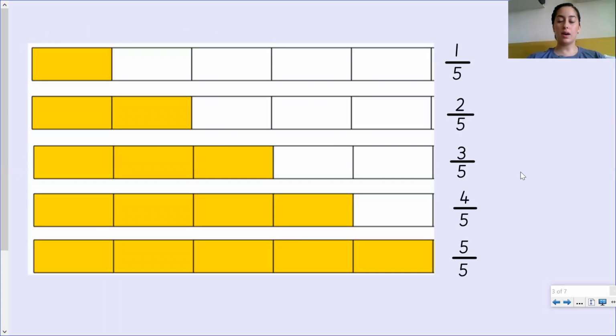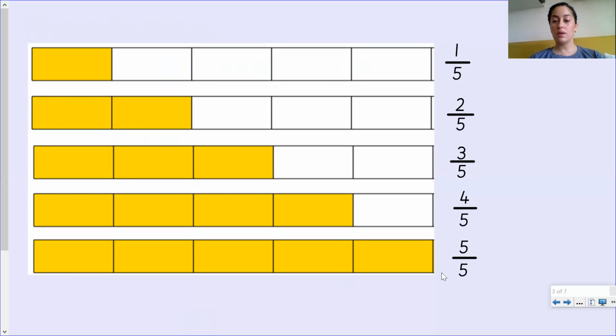Okay, here can you help me count in fifths? Starting with 1/5, and it's a fifth because the whole shape has 5 equal parts. 1, 2, 3, 4, 5. 1/5, 2/5, 3/5, 4/5, 5/5. So when we get to 5/5, my whole shape is shaded.